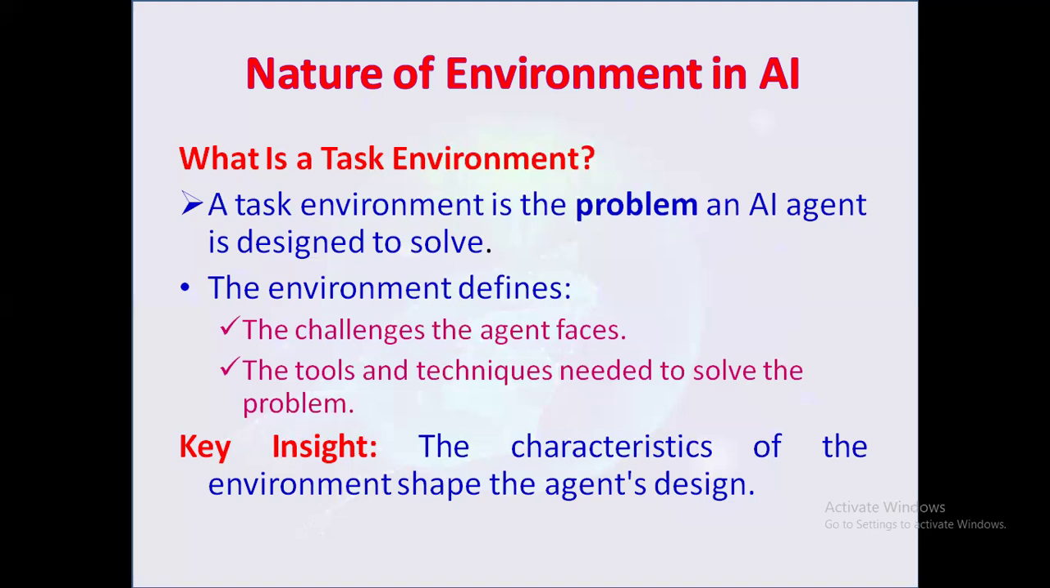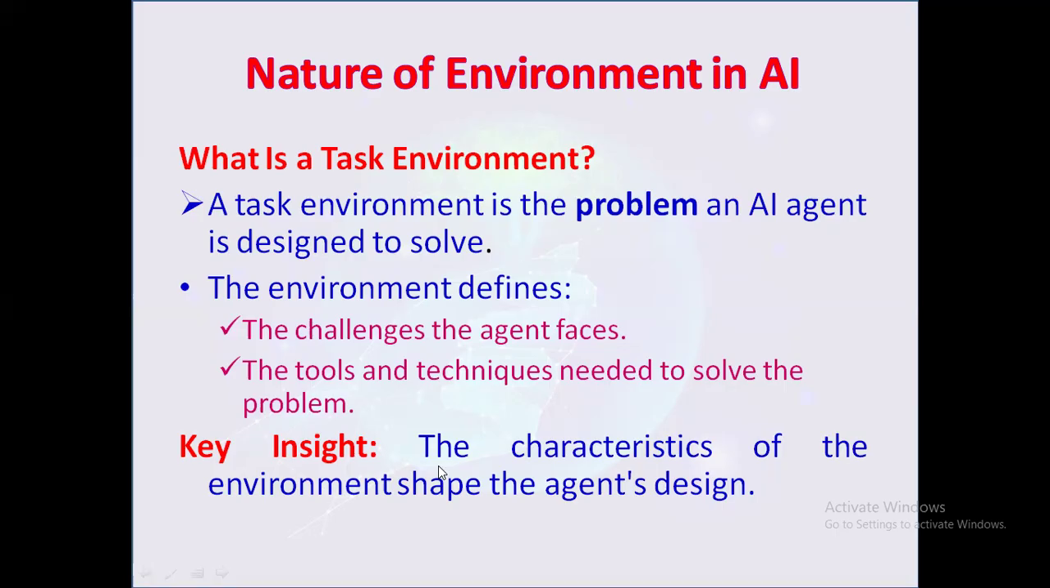Next, the tools and techniques needed to solve the problems: the environment influences the tools and techniques an AI agent uses to tackle the problems. Suppose you are taking a fully observable deterministic environment, simpler algorithms might be sufficient, while in a dynamic or partially observable environment, more advanced techniques like machine learning, reinforcement learning, or probabilistic reasoning might be necessary to adapt and make decisions effectively.